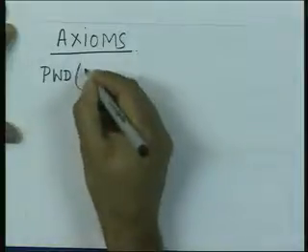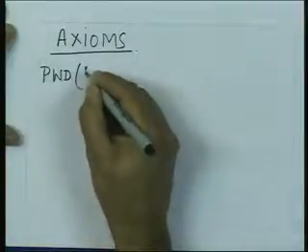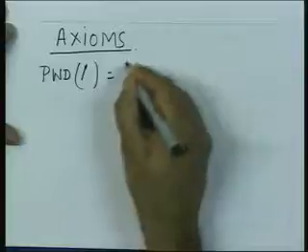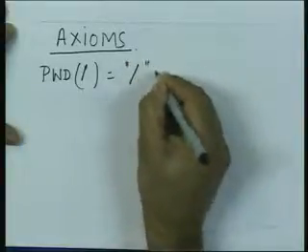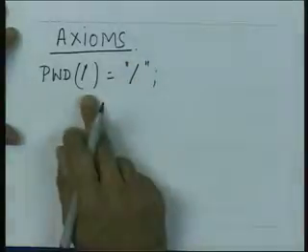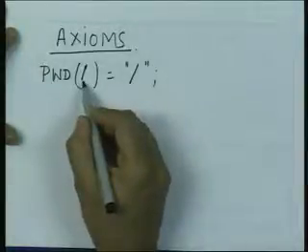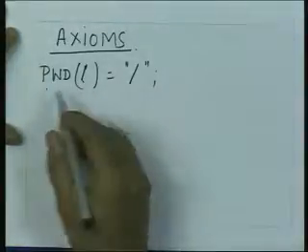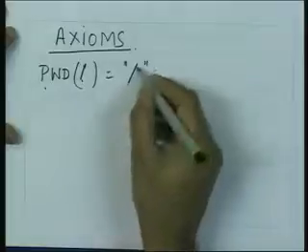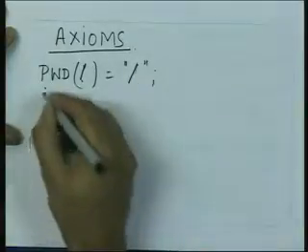So pwd of slash, right, will always be the string slash. For example, if this is a root directory that you are in and then you ask for the present working directory in the root directory, it always has to give you back the string slash, right.